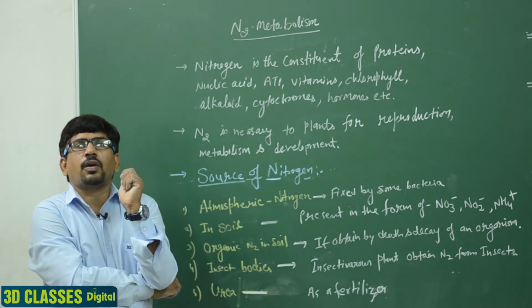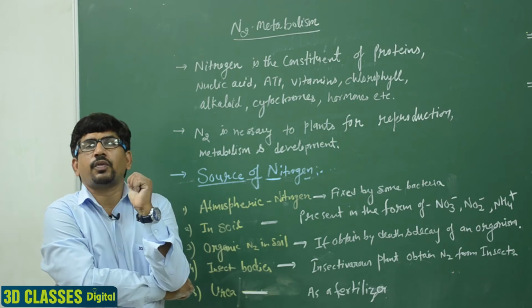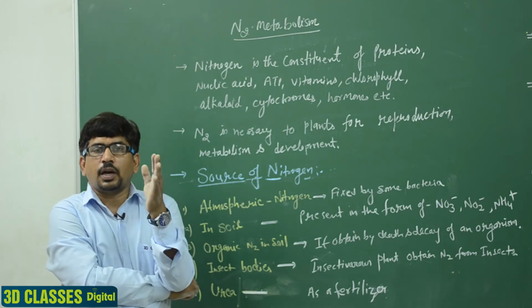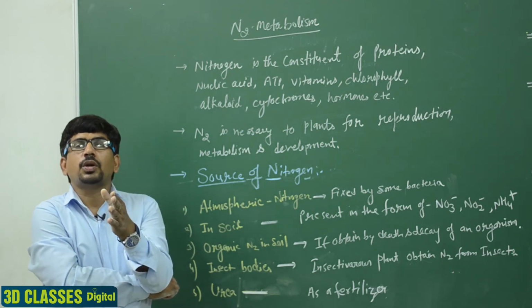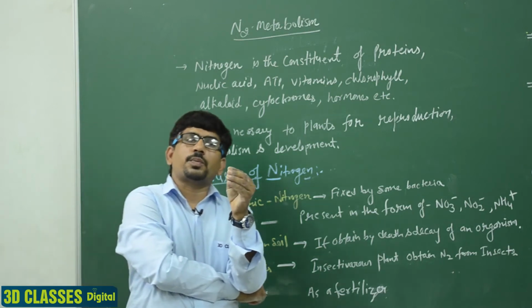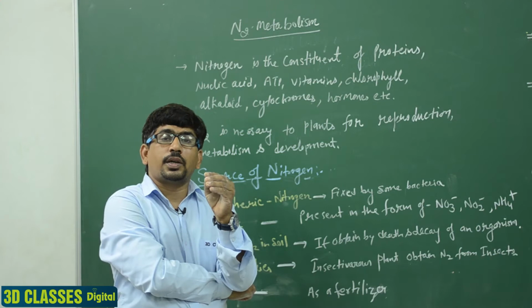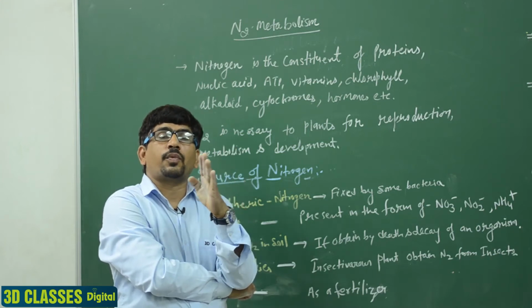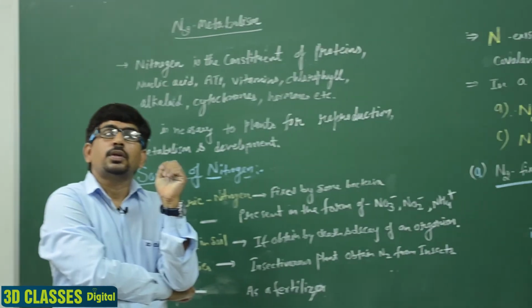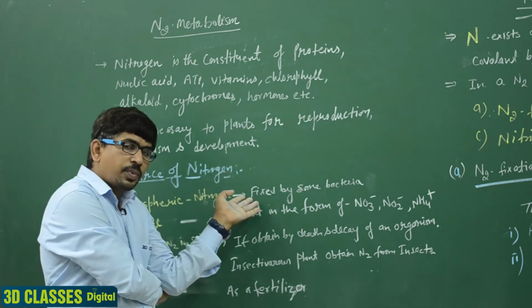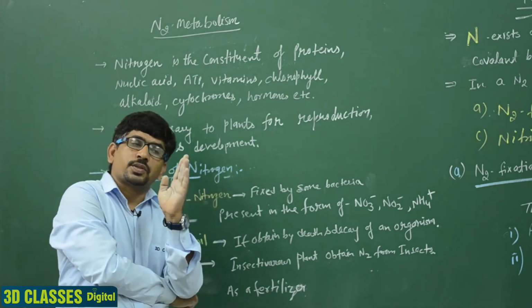The best example, the Rhizobium bacteria, you know very well. The Rhizobium bacteria are present in the legume plants' roots, and root nodules are present in these roots, and these root nodules contain the Rhizobium bacteria, and they fix the nitrogen and provide it to the plant. Clear? So it's the best example. They utilize the atmospheric nitrogen.